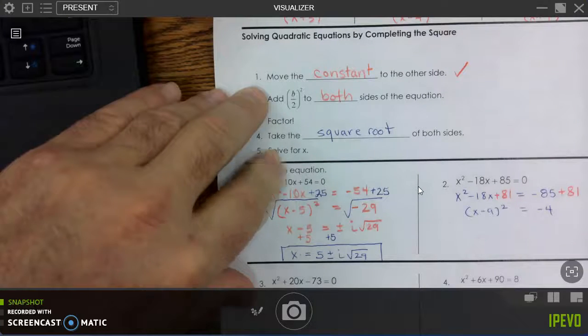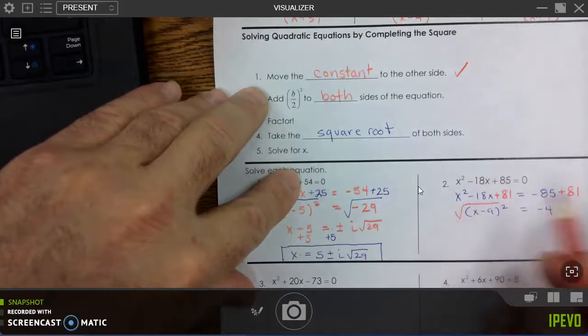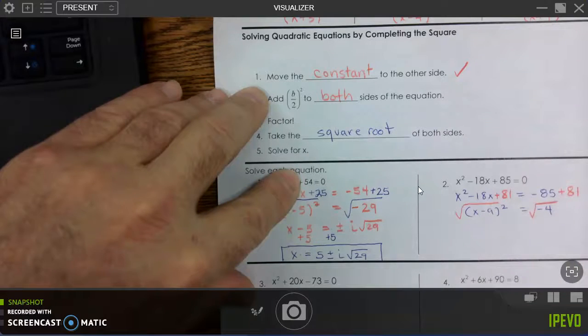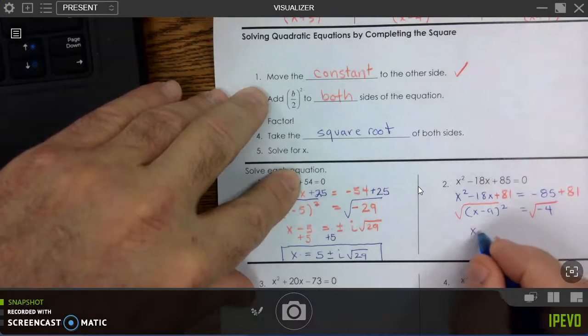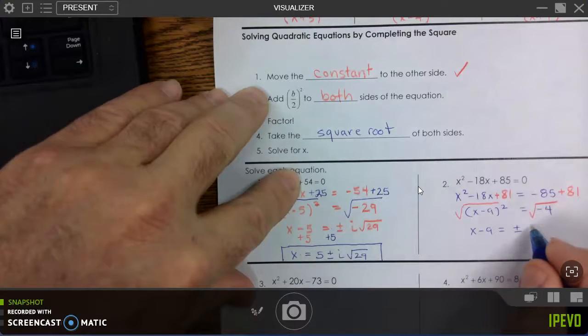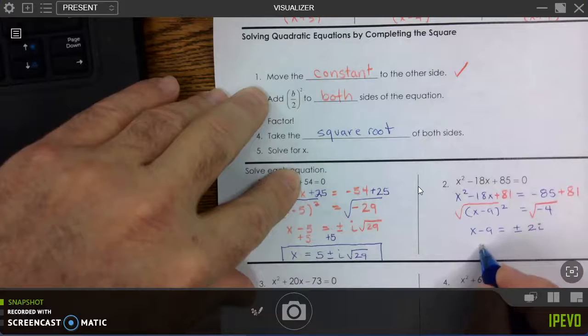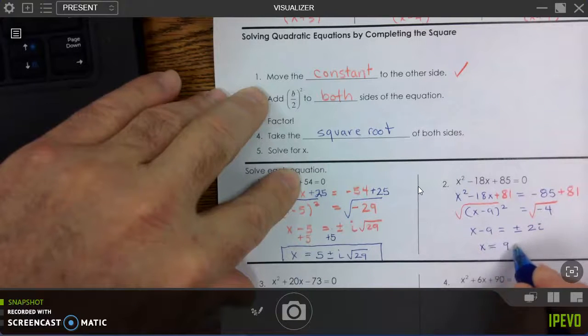Okay? Now I need to get rid of this 2 right here. How do I get rid of an exponent of 2? I do the opposite, which is the square root. x minus 9 equals plus or minus the square root of negative 4, which is 2i. So let's add 9 to both sides. So x equals 9 plus or minus 2i, and we are done.